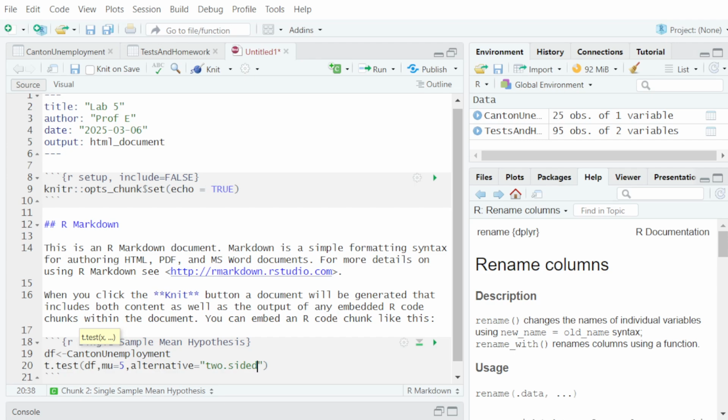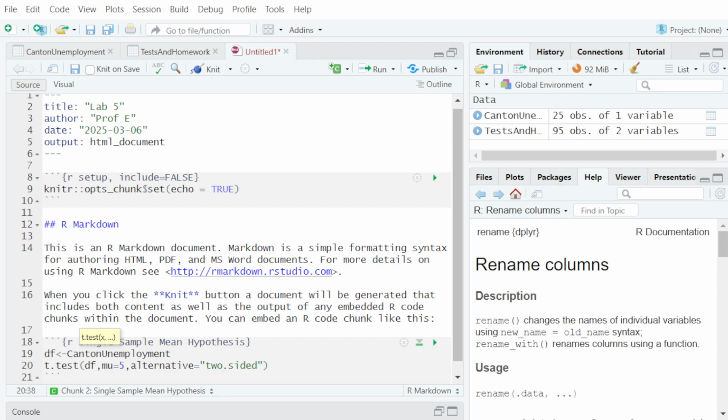Now you also have the option for alternative to put in greater or less as the other options if you wish. The default here is two-sided, and that's what I'm doing, so I technically don't have to include this option, but I will include it there just for you to see. There are some other options we could include as well. They're really not relevant here. Most of them are relevant to if you're doing a two-sample test.